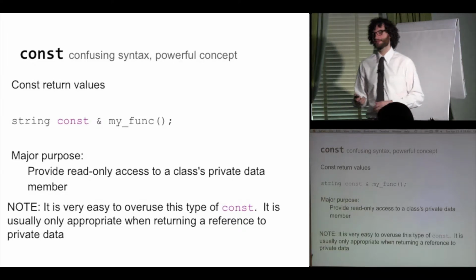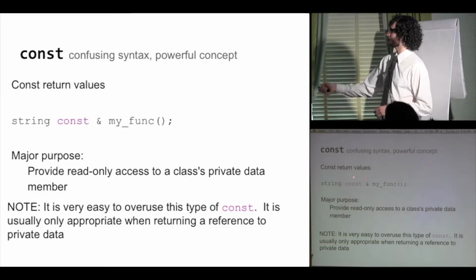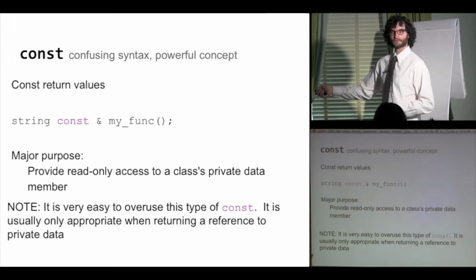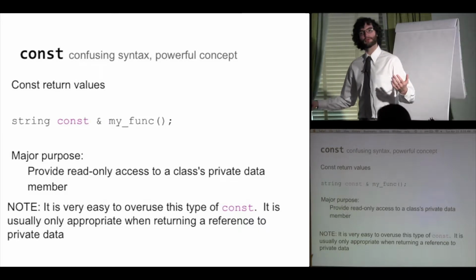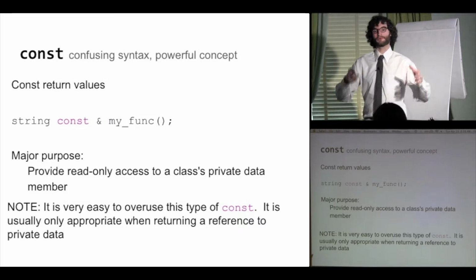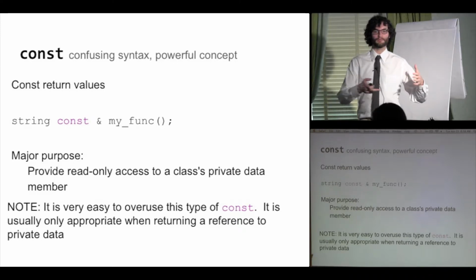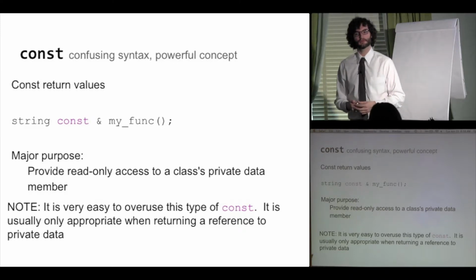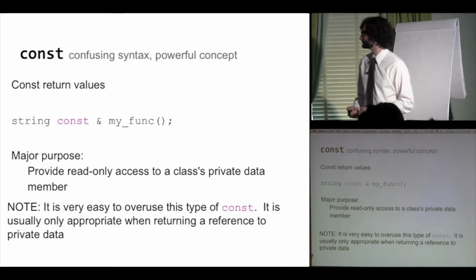It's really easy to misuse this kind of const. So imagine if this ampersand's gone. Right, so now I'm returning a copy of the string. Well, who cares what you do with it at that point? So it's really easy to just pop consts on everything, and then it's not actually improving data integrity in some way. So be aware of that when you're looking at return types.